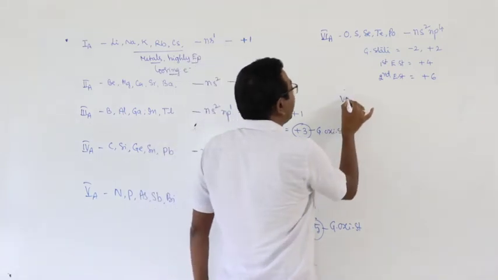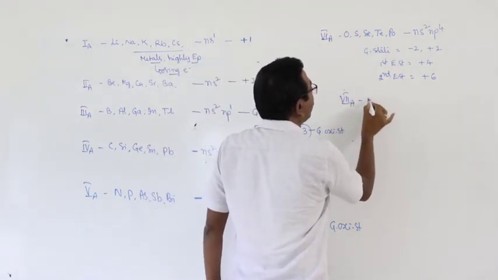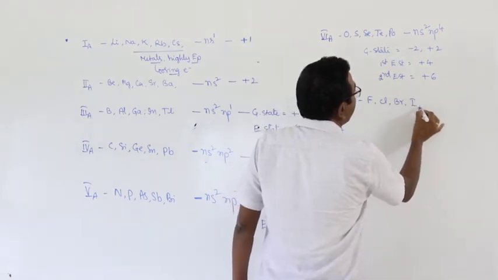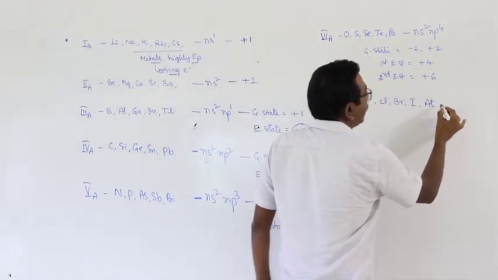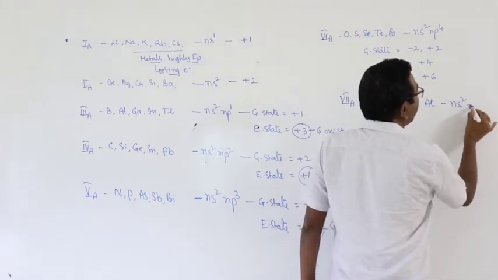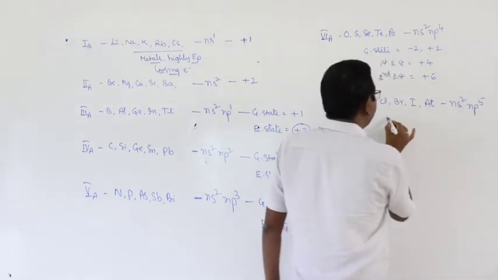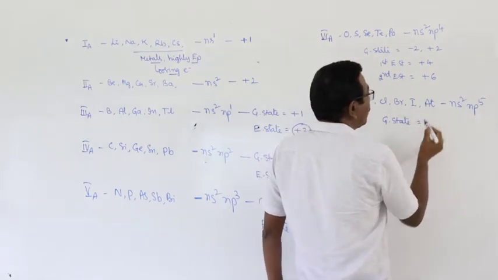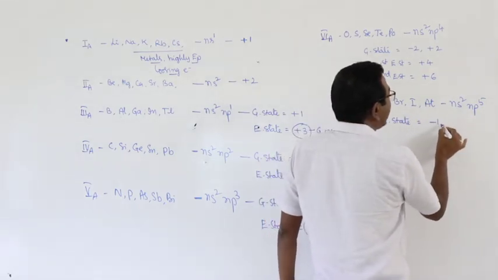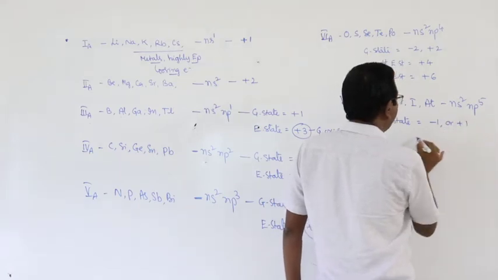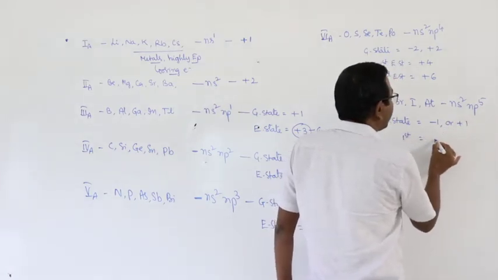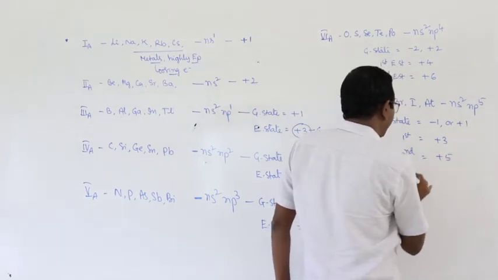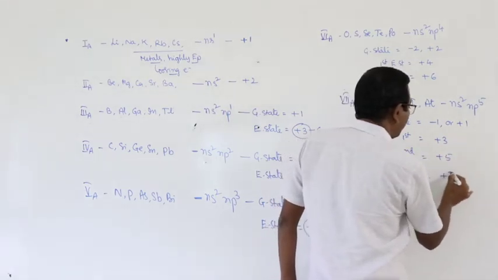And in the same way, in seventh group elements, fluorine, chlorine, bromine, iodine and astatine, electronic configuration ns2 np5. In the ground state, think about chlorine. Ground state, they exhibit the oxidation state either -1 or +1. In the first excited state, +3. In the second excited state, +5. In the third excited state, +7.